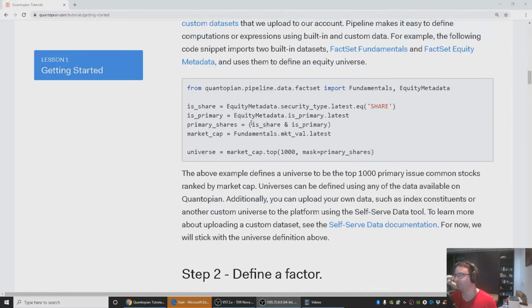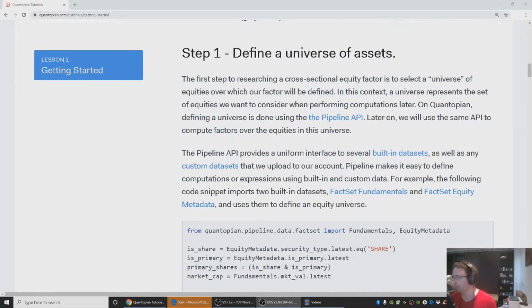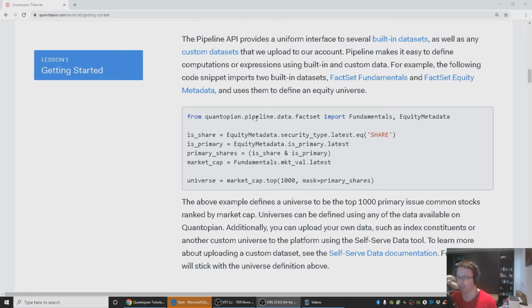Where did we finish? So we just finished doing the universe of assets. So the universe is the things you want to trade with. You don't want to trade with everything: commodities, stocks, bonds, futures, all these other fancy things that we'll probably learn about. So we filtered for primary shares to create a universe.